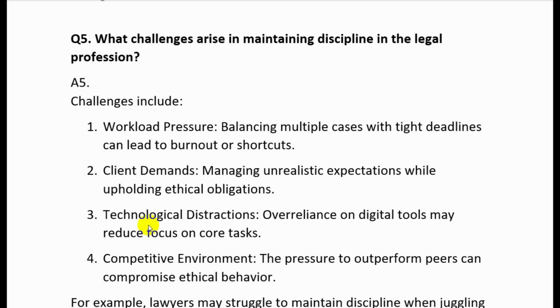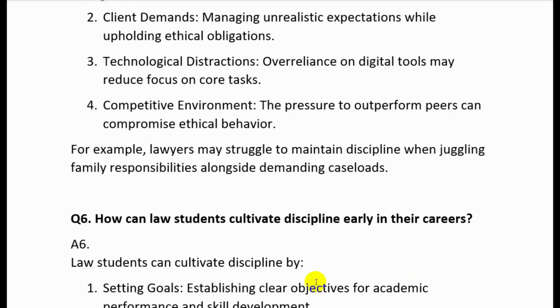Technological distractions, overreliance on digital tools may reduce focus on core tasks. Competitive environment, the pressure to outperform peers can compromise ethical behavior. This is very common, that lawyers and advocates indulge in unethical behavior. For example, lawyers may struggle to maintain discipline when juggling family responsibilities alongside demanding caseloads.